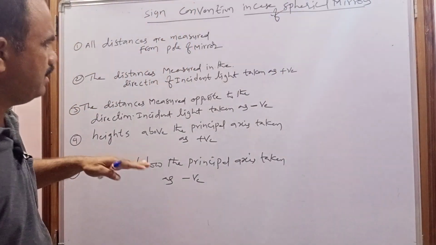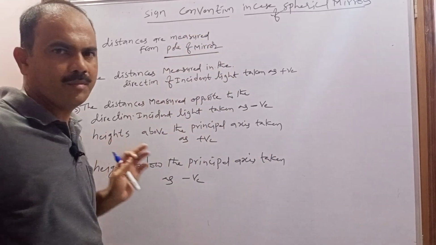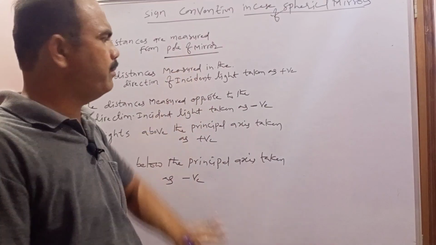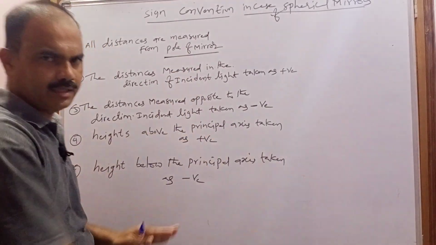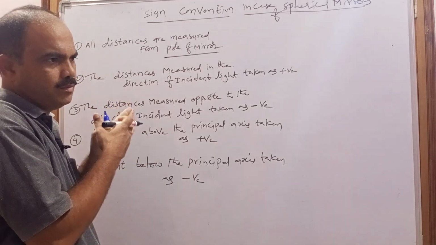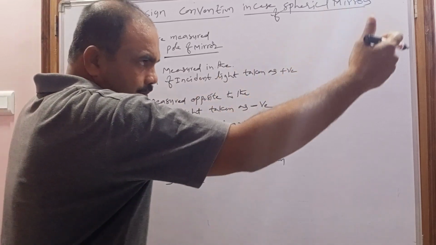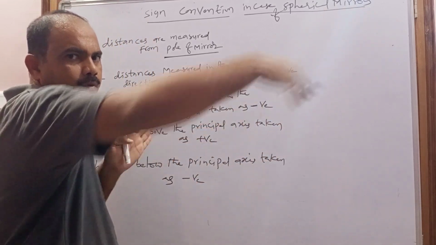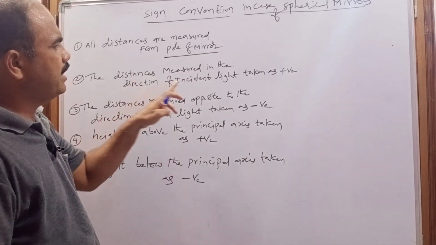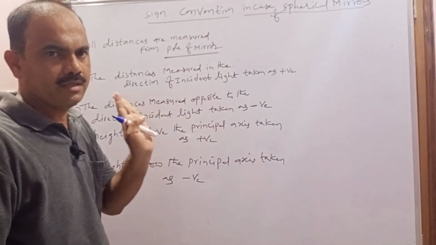So all distances are measured from where? The pole of the mirror. This is very important. The pole of the mirror is taken as the origin. All the distances are measured only from the pole. Sometimes the incident light may come in your direction or the opposite direction. That's why distances taken in the direction of incident light are positive, and the opposite direction are taken as negative.